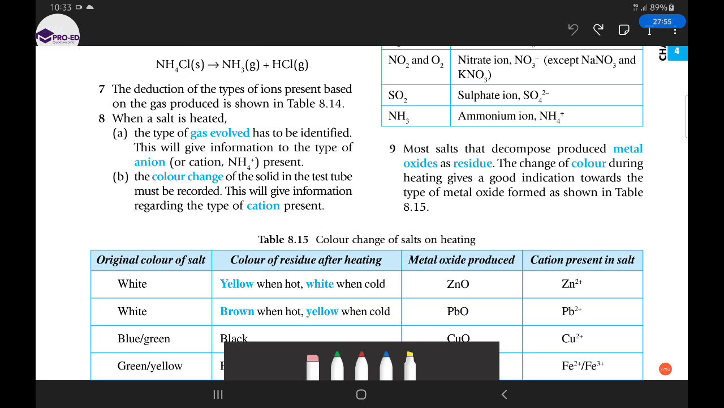So that's basically that. Let's go to number 8b. The color change of the solid in the test tube must also be recorded. This will give information regarding the cation present. So you see, guys.